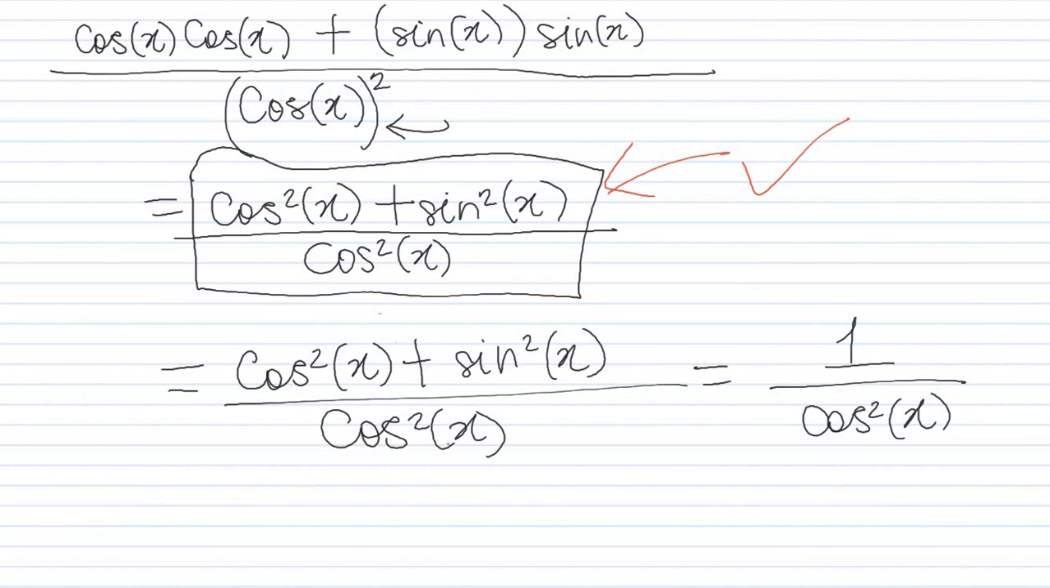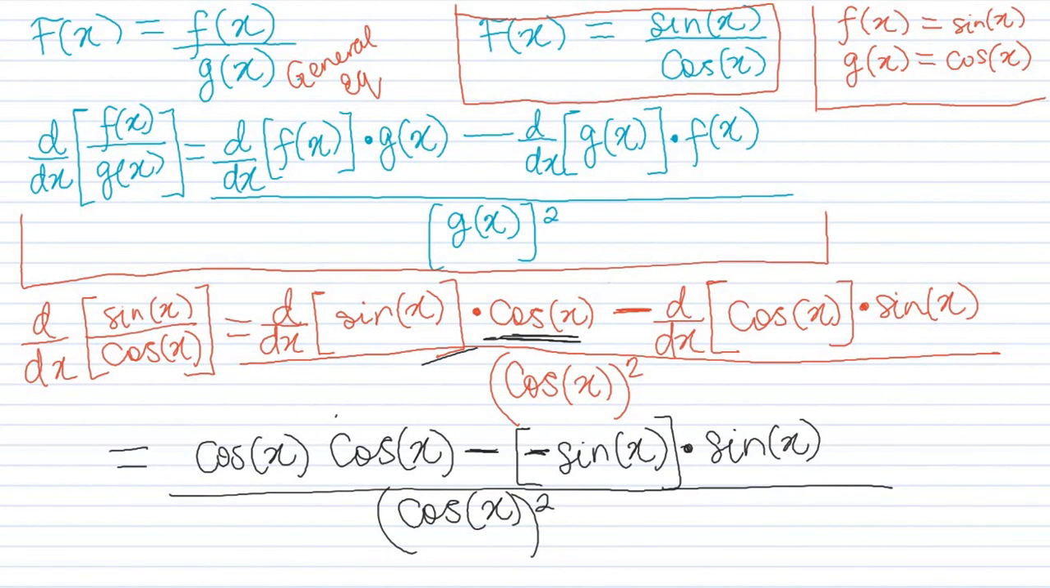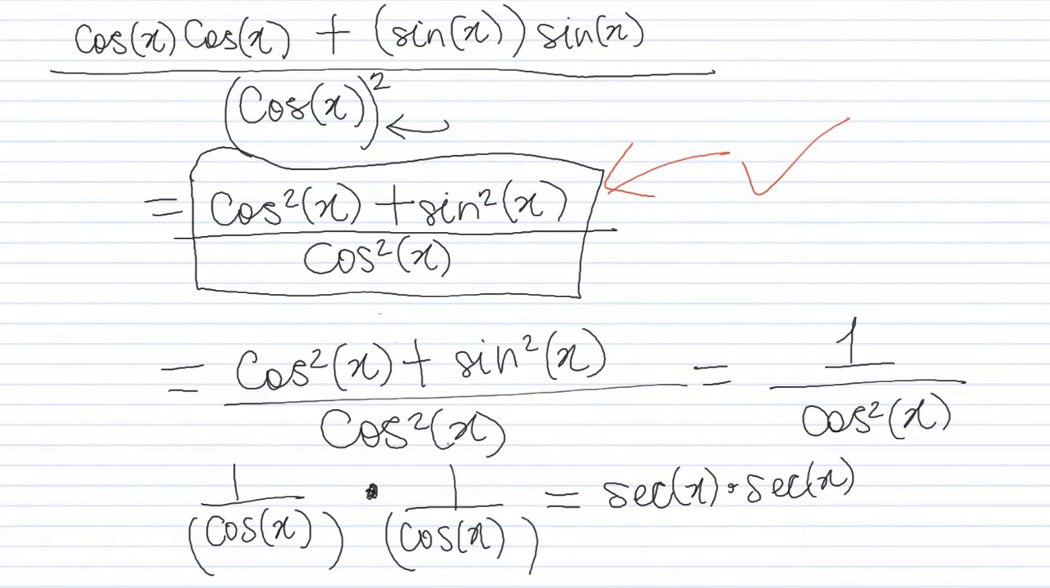Now we have 1 over cosine x two times. So 1 over cosine x multiplied by 1 over cosine x is what we have. We can just say secant x multiplied by secant x. So therefore, the derivative of sine x divided by cosine x is going to be the same thing as secant squared of x. So this is literally our answer.